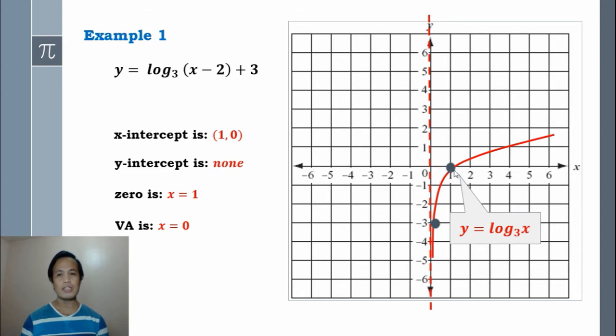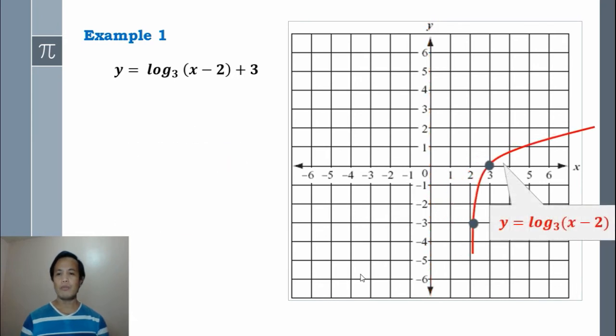And of course, as the graph moves 2 units to the right, the vertical asymptote will also move 2 units to the right. So from the vertical asymptote at x equals 0, this will move 2 units to the right. This time our new vertical asymptote is x equals 2. So if we are going to illustrate this one, the graph will move 2 units to the right.